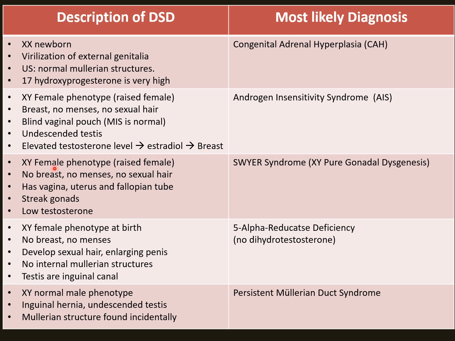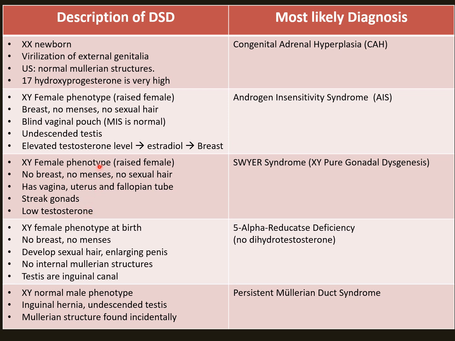The next one is XY female phenotype, Swyer syndrome. They are raised as female because they have a mutation in SRY gene. They do not stimulate the Sertoli cells or the Leydig cells, so they will develop externally and internally as female, with no breast, no menses, no sexual hair. They do have vagina, uterus, and fallopian tubes, and streaks of gonads undifferentiated, and low testosterone level because the Leydig cells are not producing testosterone.